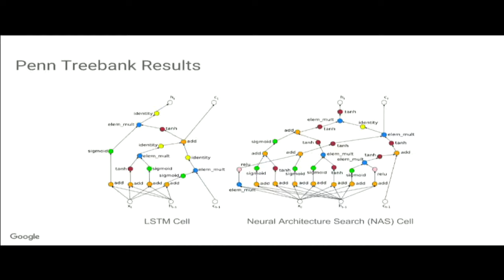So to contrast with the state of the art, the LSTM cell looks this way, which I already explained. The cell that we generated looks a little more complicated because we have a base of 8: 1, 2, 3, 4, 5, 6, 7, 8. It's a base of 8. And that's the best cell that it found.